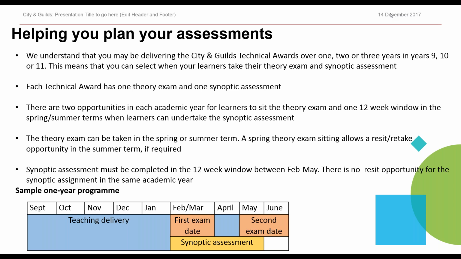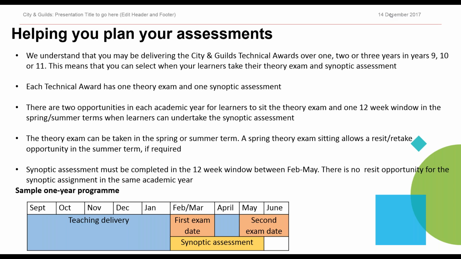So I'm just going to talk you through a sample of a one-year programme. Obviously your dates are really set into that programme. So you begin your academic term in September. You would teach all of the delivery, the syllabus, right the way through till January. You would enter all of your learners for your first exam series, which is in the exam timetable. It's either February or March. They would then sit that exam. The marks would be submitted to City and Guilds.